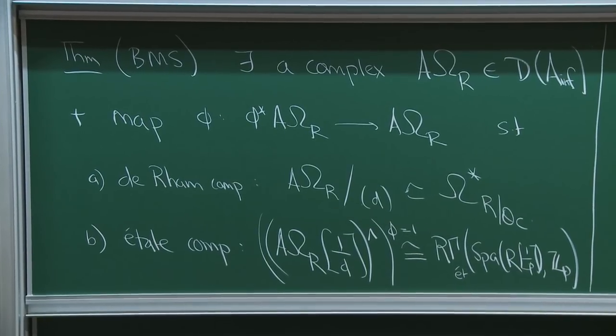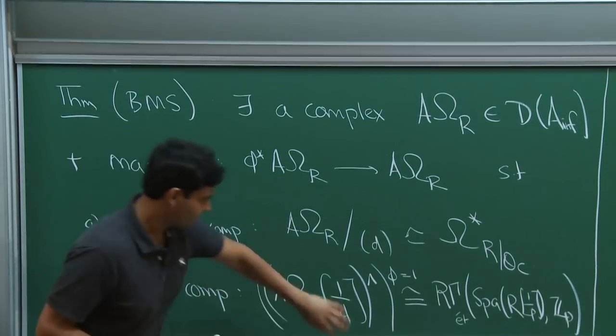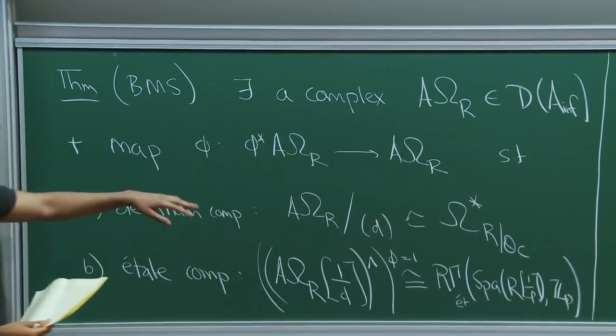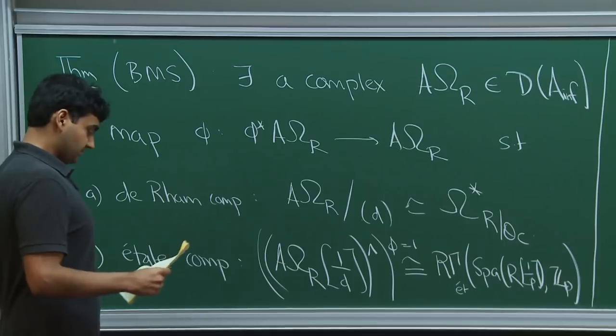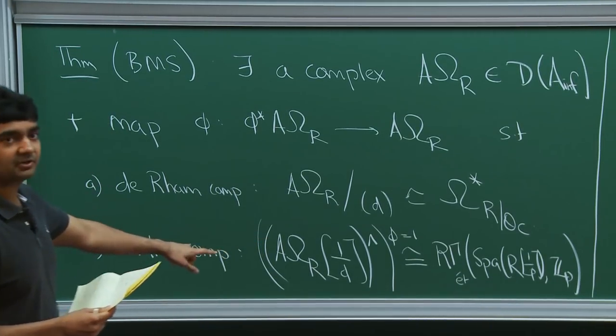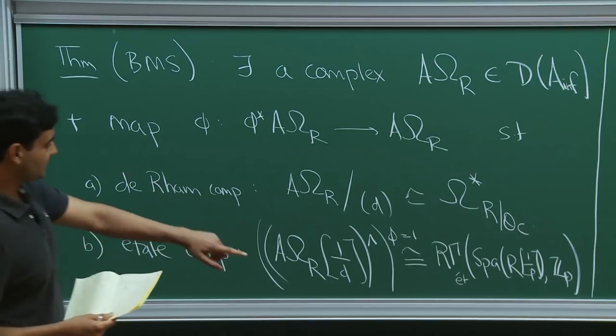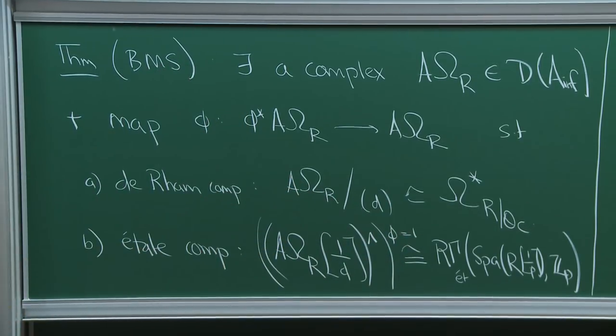Everything is derived. Right. So this is like homotopy fixed points. So it's the cone shifted by minus one of phi minus one acting on that complex. No, this is true in the affine case. If you want to go from this statement to a statement that doesn't involve taking Frobenius fixed points, you need the properness.